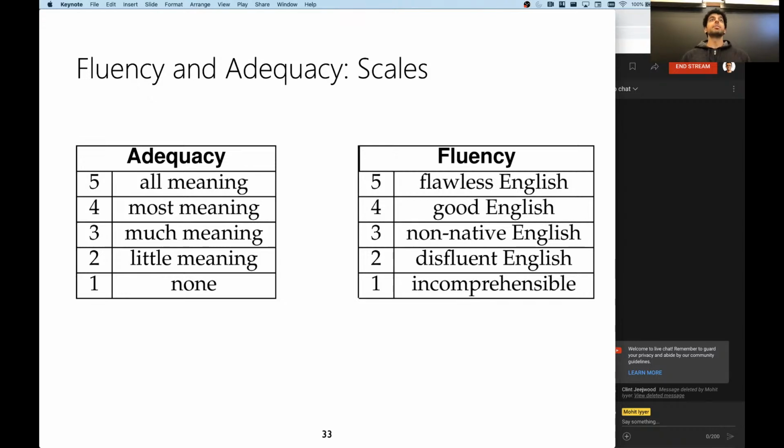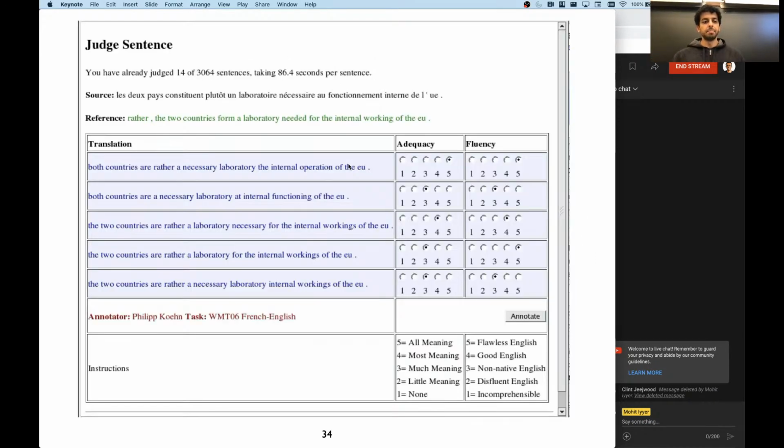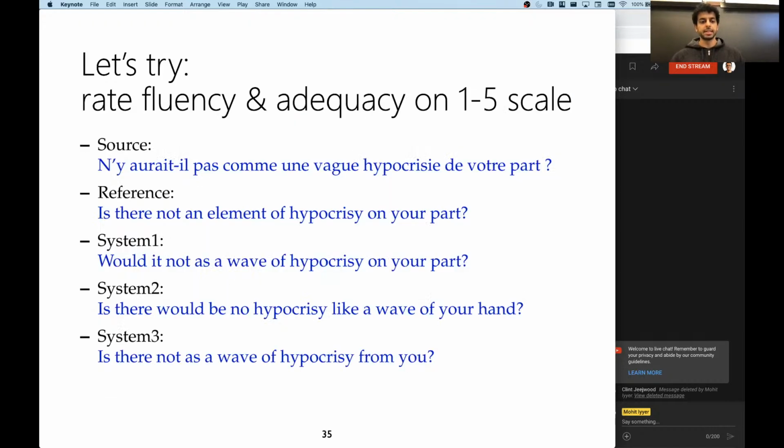So as I was saying, you can have a scale like this and tell your human translators who are rating these things to use this scale. So for adequacy, you can have a 5 be almost perfect and 1 be these two sentences are completely unrelated. Fluency, flawless English to incomprehensible. And you have some sort of interface that does this.